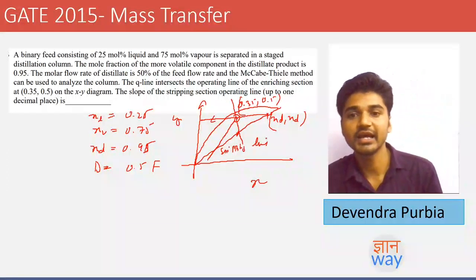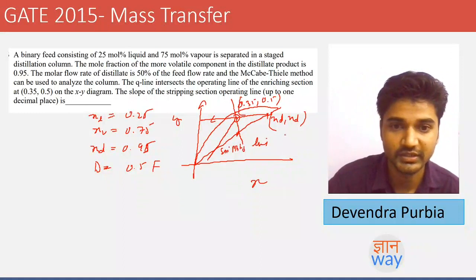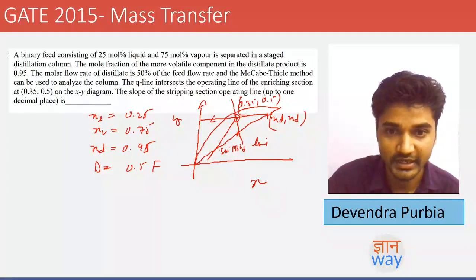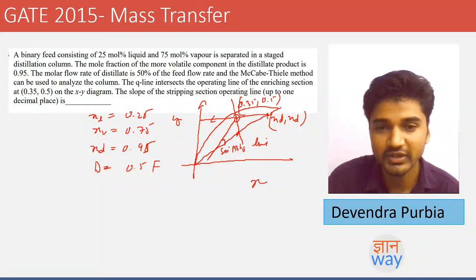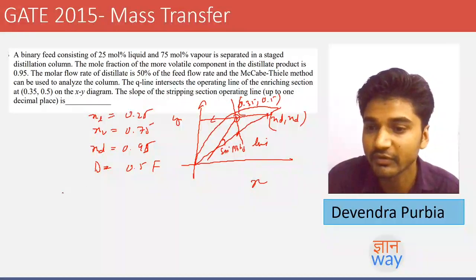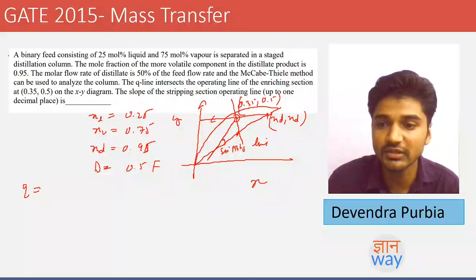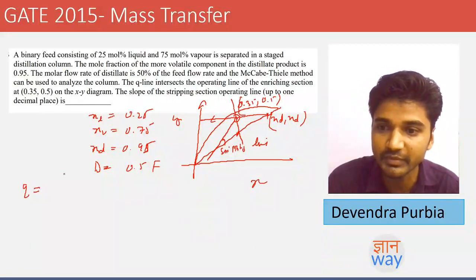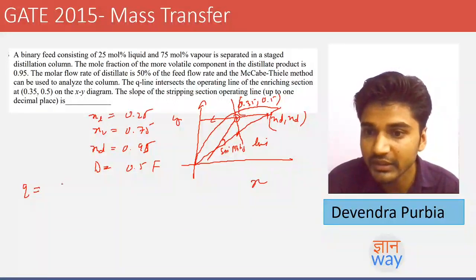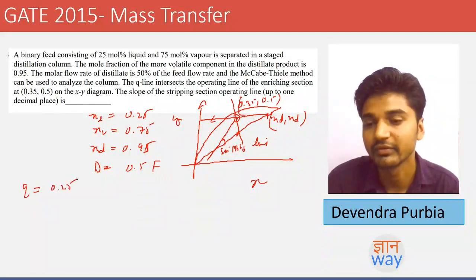Now, they are asking for the slope of the stripping section, the slope of this line. So first we will write the equations. First we will find the q. So what is q? By definition, q denotes the fraction of liquid present in the feed, and that is already given, that is 0.25. So q is given.